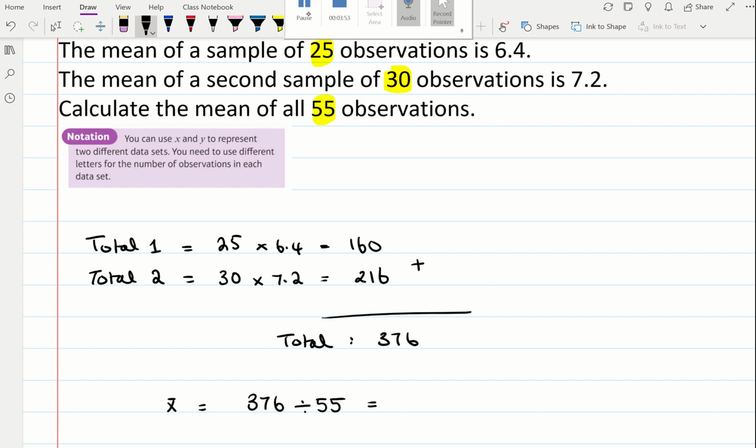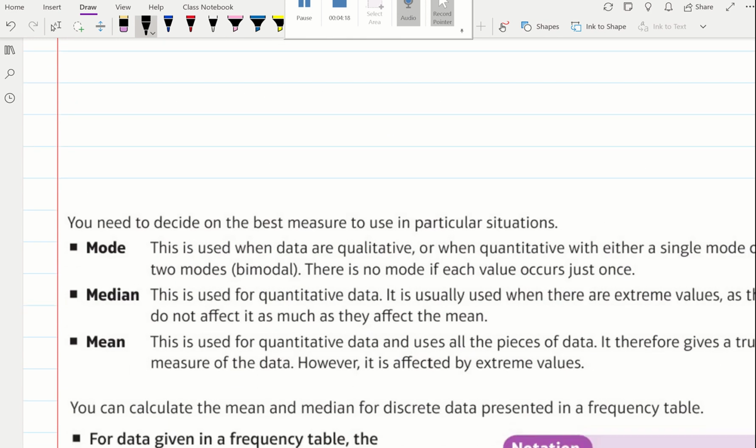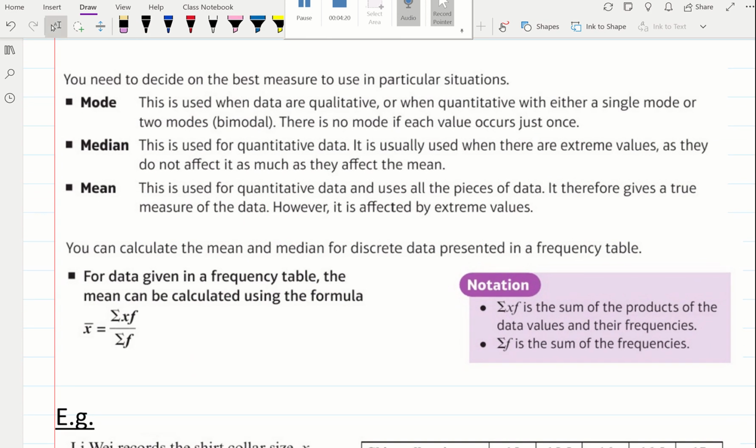376 divided by 55 gives us a long decimal number. Since they've given me the old means to one decimal place, that's what I'm going to do. So 6.67, and the 7 rounds up. So the new mean is 6.7 when we round up. So that's still very much GCSE.